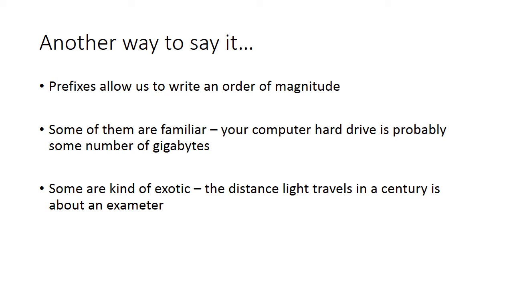So with kilograms, I mentioned they have prefixes. Prefixes allow us to write an order of magnitude without having to put a number on it every time. Some of these are familiar. Your computer hard drive is probably some number of gigabytes. But some of these prefixes are kind of exotic. The distance that light travels in a century is about an exameter. All right, so you may not have to remember all of these, and sometimes you can look it up.